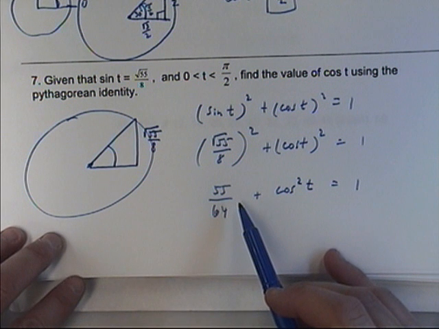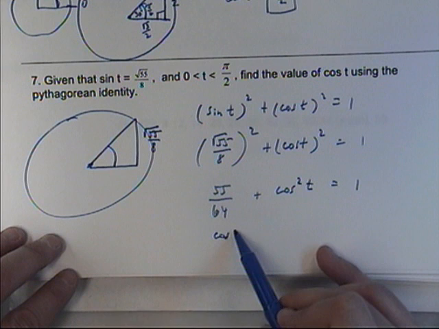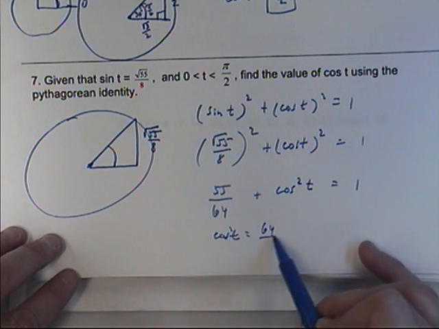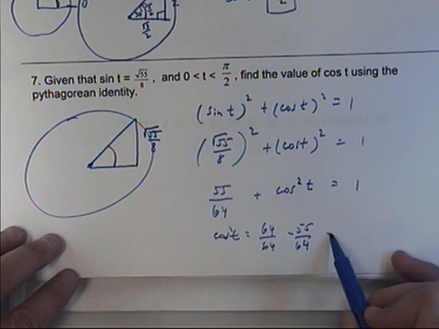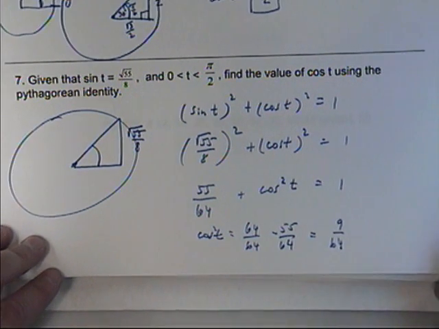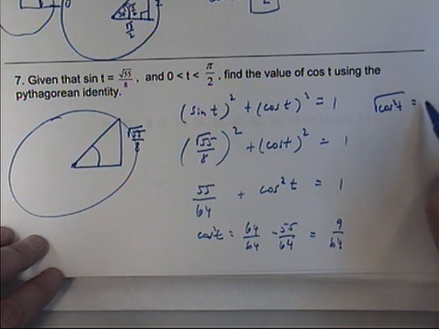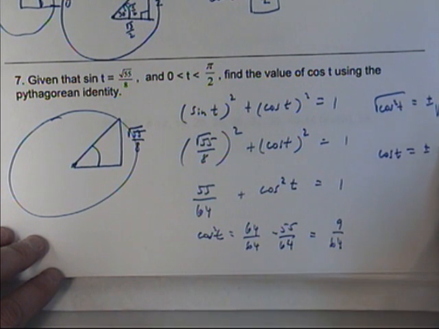All right, I'm going to subtract 55/64 on both sides. So 1 can be written as 64/64. And if I subtract 55/64, that gives me 9/64. And then if I take the square root of both sides, the square root of cosine squared, and don't forget your plus or minus, the square root of 9/64, I get the cosine of t equaling plus or minus 3/8.